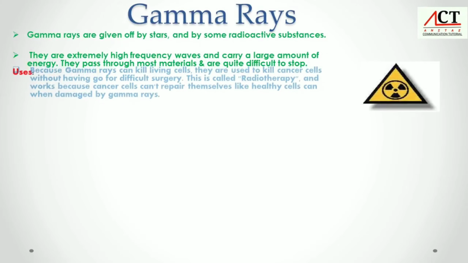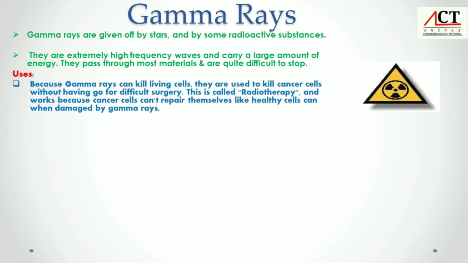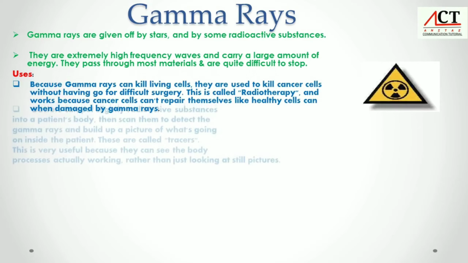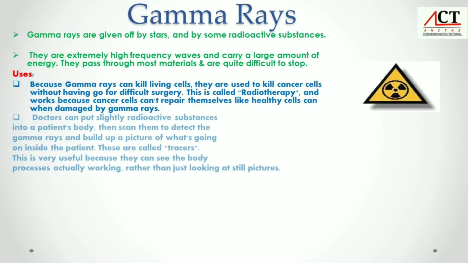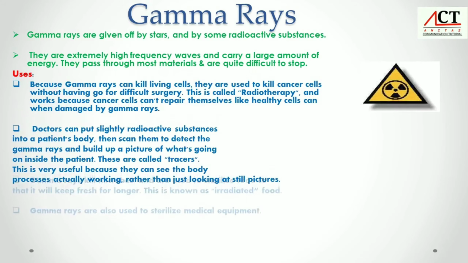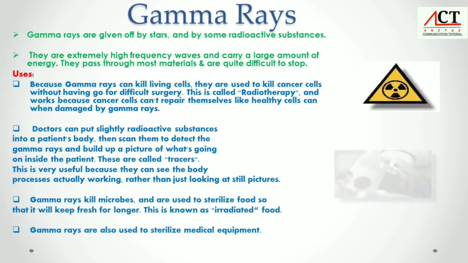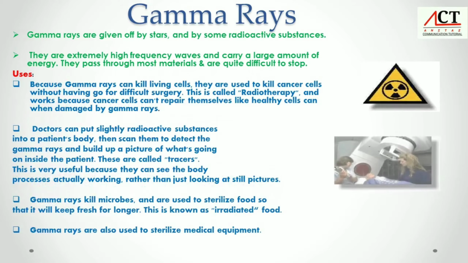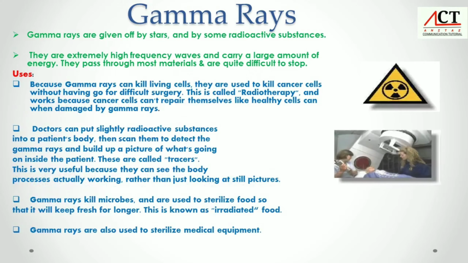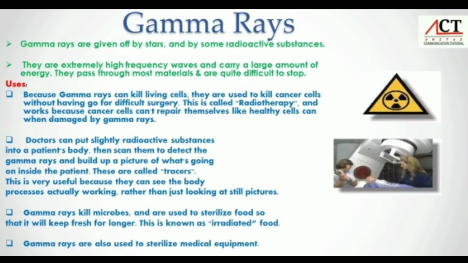Coming to the uses, gamma rays are used in radiotherapy for killing cancer cells. They are also used to scan the patient's body to view what is going inside the patient's body. They are also used to kill microbes and hence they are used to sterilize food. Also, they are used to sterilize medical equipments. The dangers of gamma rays is that they can cause cell damage and also cause variety of cancers.